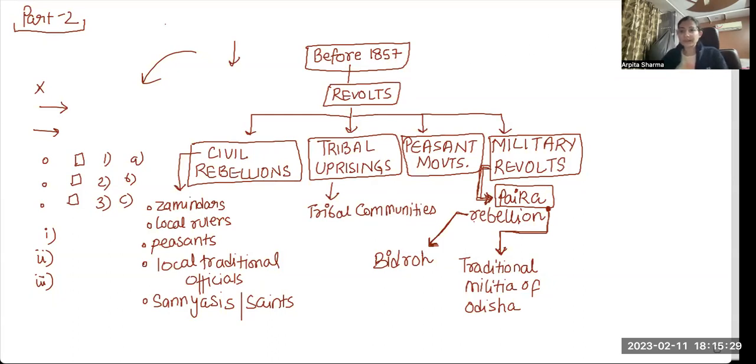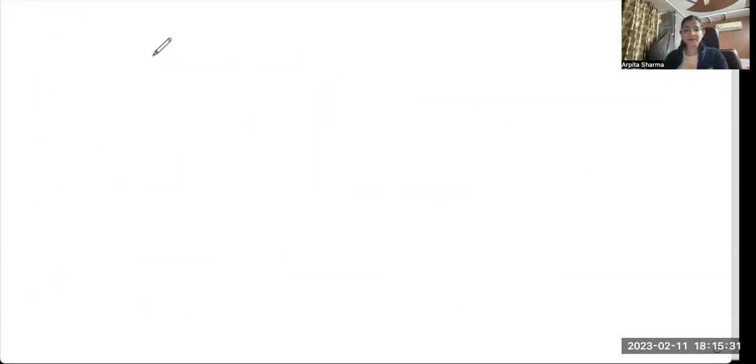Chalo, now moving ahead, aage badhte hain. So far we have understood that before 1857, there were different kinds of revolts that happened. Now, when I was going through the previous year question papers of mains and prelims, I got this particular question.